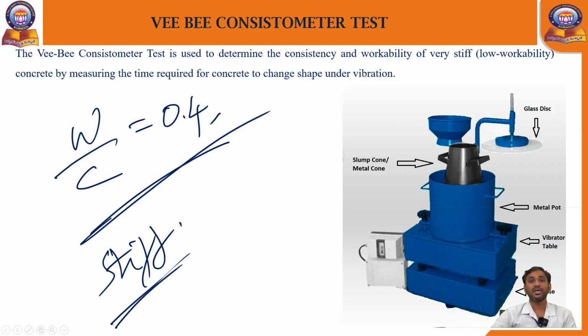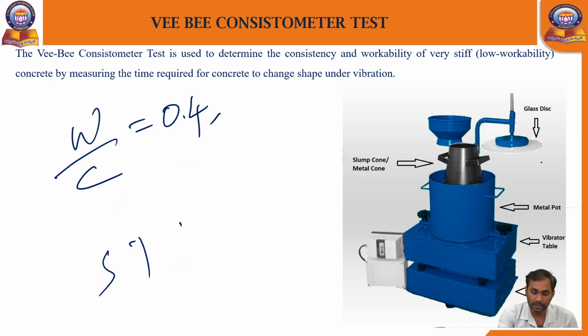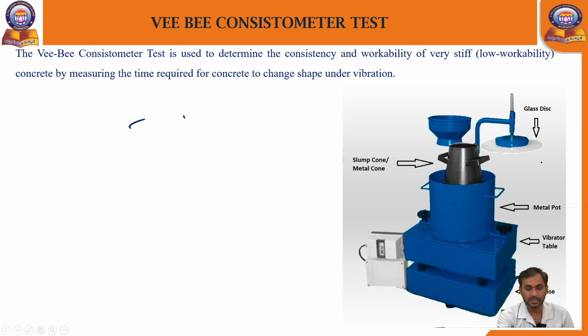So for those very stiff types of concrete, this VB consistometer test is easily applicable. The VB consistometer test is used to measure the consistency and workability of very stiff, low workability concretes by measuring the time required for concrete to change shape under vibration. Due to the vibration process, how much time will the stiff concrete take to settle in the specific location?